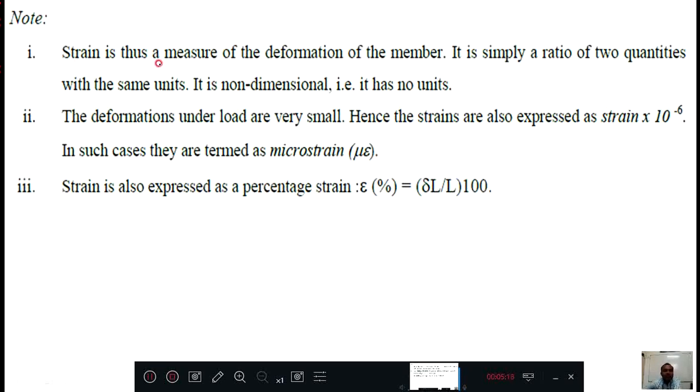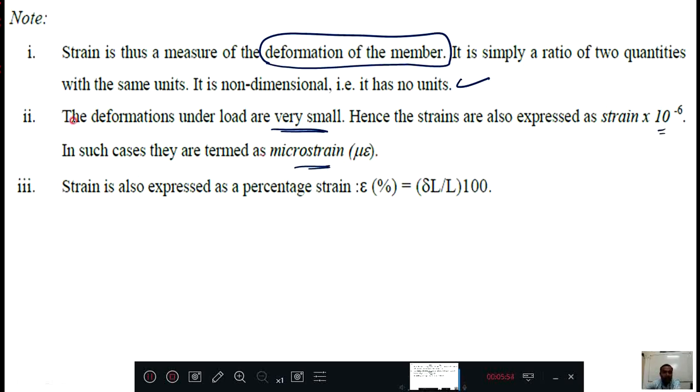The strain is thus a measure of the deformation of the member. This is a unit or parameter used to measure the deformation of the member, and it is simply a ratio of two quantities with the same unit, so it is non-dimensional and has no unit. This I already explained. One more point is that the deformations under load are very small, very small. Hence the strain is also expressed as strain into 10 raised to minus 6. In such cases they are termed as micro strains.